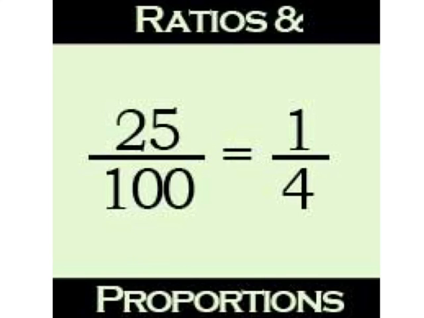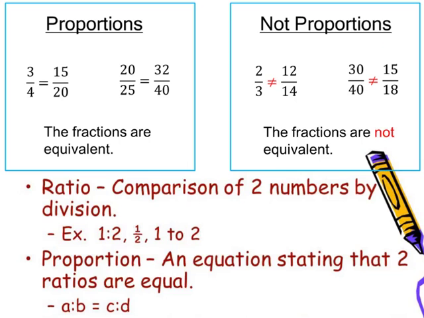Welcome, Saxon Algebra 1/2, second edition, lesson 57. Lesson 57 is on ratios and proportions. Alright, so let's get right down to it.